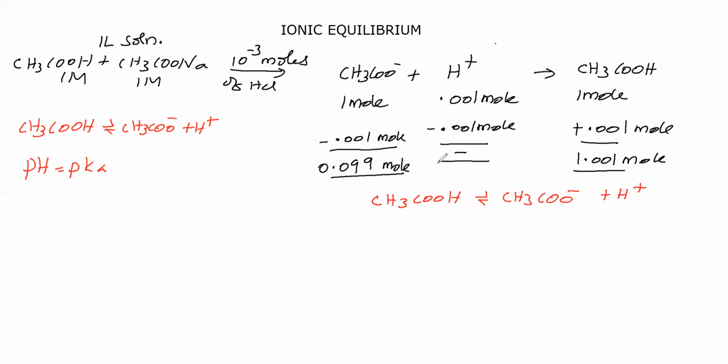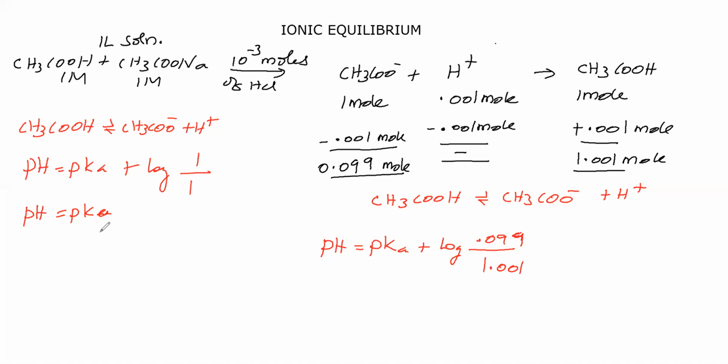For this buffer solution, we will see the pH. pH is equal to pKa plus log salt by acid. Salt is acetate ion, 0.099 moles, by acid, 1.001 moles. That is the pH of this buffer solution. For the original buffer solution, pH is equal to pKa plus log salt by acid. Salt is 1, acid is 1. Therefore pH is equal to pKa.